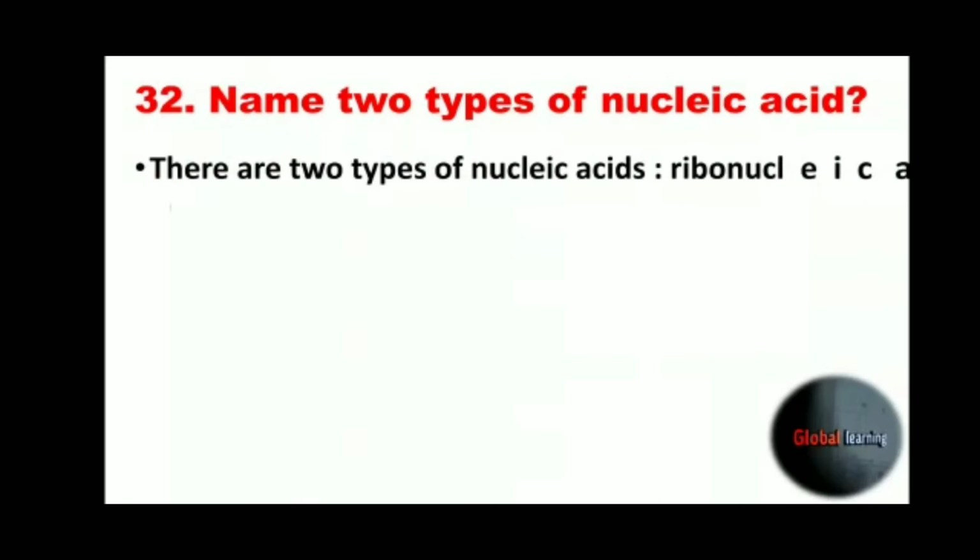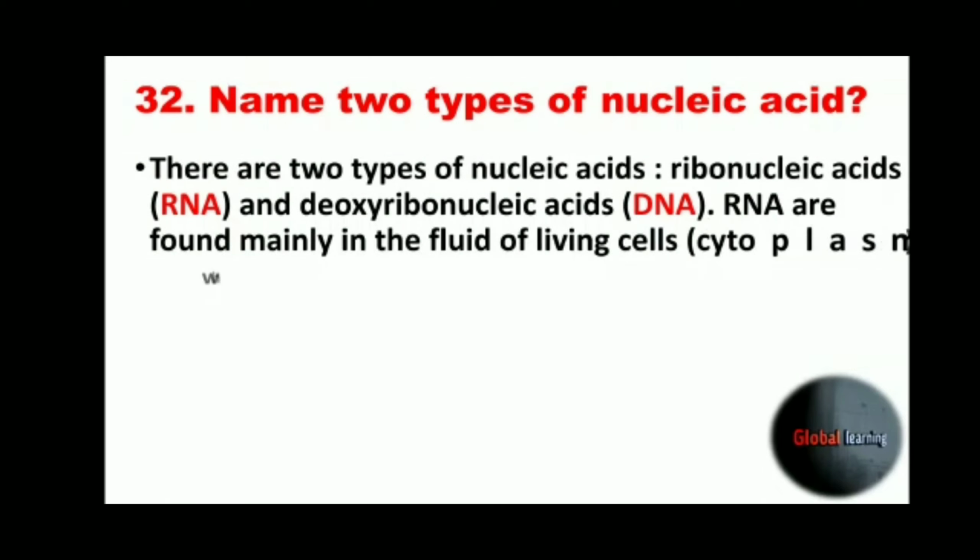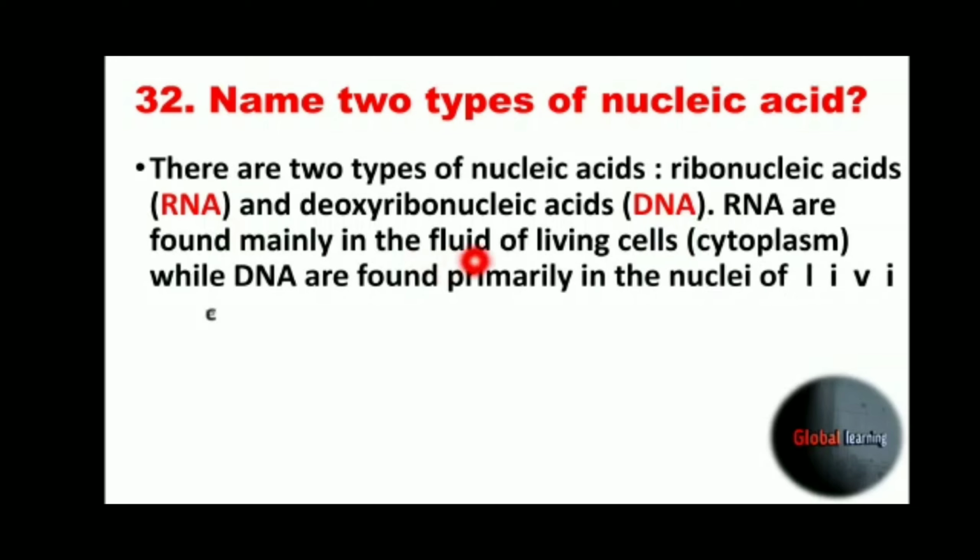There are two types of nucleic acid, ribonucleic acid, which is RNA, and deoxyribonucleic acid, which is DNA. RNA is found mainly in the fluid of a living cell, the cytoplasm, while DNA is found primarily in the nuclei of the living cell. So let us move to the next question.